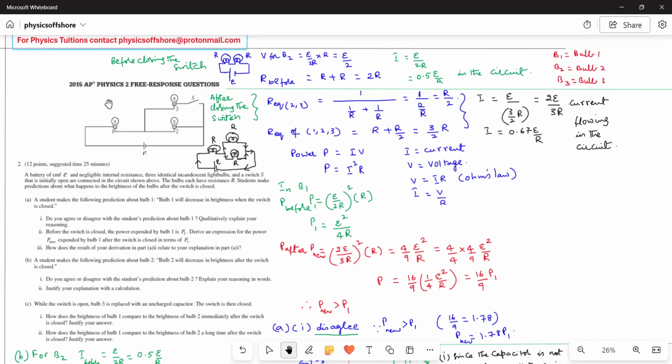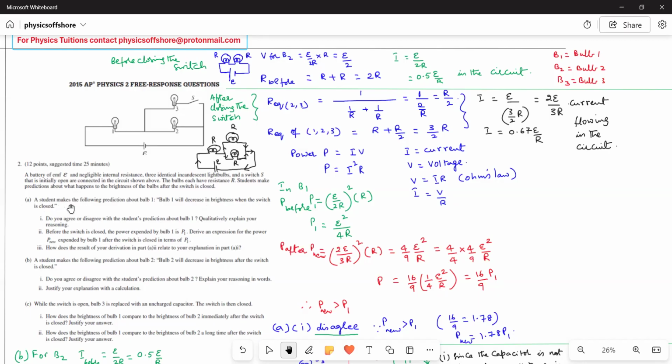This is the 2015 AP Physics 2 free response question. Let us see what is the question. A battery of EMF E and negligible internal resistance, 3 identical incandescent light bulbs, and a switch S that is initially open are connected in the circuit shown above. The bulbs each have resistance R. Students make predictions about what happens to the brightness of the bulbs after the switch is closed.